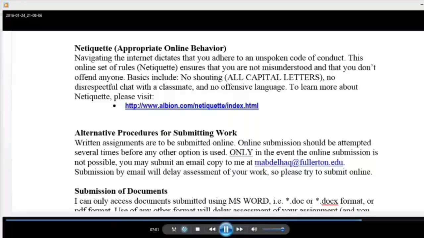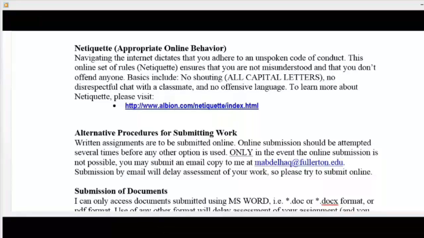Alternative procedures for submitting work. Written assignments are to be submitted online. Online submission should be attempted several times before any other option is used. Only in the event the online submission is not possible, you may submit an email copy to me, and submission by email will delay assessment of your work, so please try to submit online. Again, I will accept email submissions strictly in the case of you having technical issues that you are experiencing last minute, and therefore you are not capable of submitting it via Titanium. Again, this should only be used as a last option.